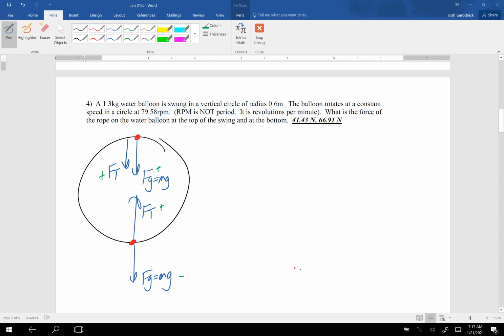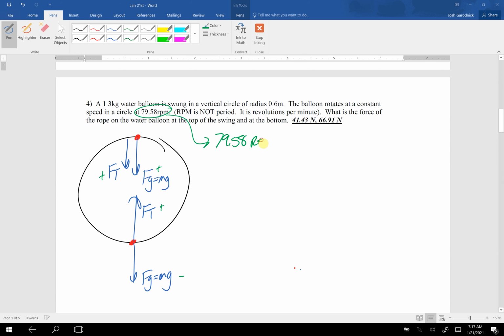Afterward, we're going to do the sum of the forces for each top and bottom. But there is this thing about 79.58 RPM. So how do we deal with that? Because that's not the period. All right, this 79.58 RPM.